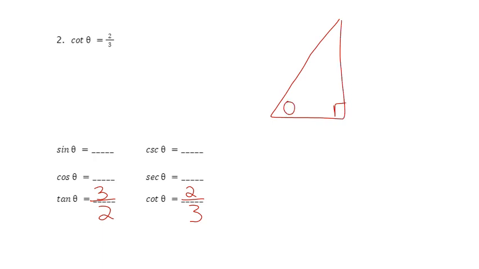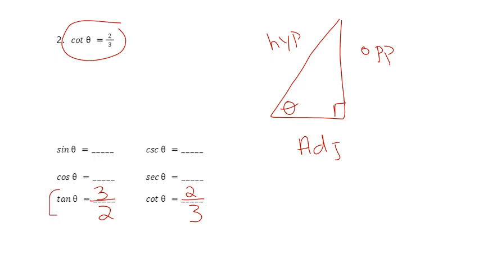I'm calling this theta. This is my hypotenuse. This is my opposite. This is my adjacent. And you can use that you know cotangent is adjacent over opposite, or if you're more comfortable knowing tangent is opposite over adjacent, either one would help you get that the opposite is 3 and the adjacent is 2. We then have to do the same thing. We're going to find our hypotenuse this time. So I'm going to do 2 squared plus 3 squared is x squared.